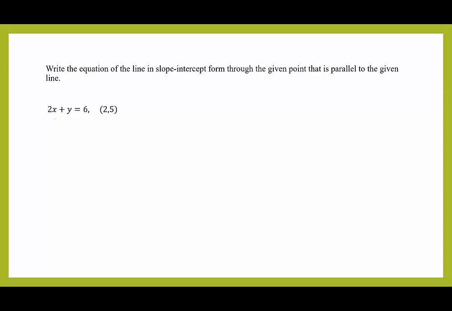We need the slope. So I'm going to write this in slope-intercept form by subtracting 2x from both sides. That gives me y equals negative 2x plus 6. All right, so I know that the slope of the given line is negative 2, and the slope of any line parallel to it will be negative 2 because they would have the same slope. So we're going to take the slope of the mystery line, and we're going to take the point that's on the line, (2, 5), and we're going to figure out what the equation of this line is in slope-intercept form.